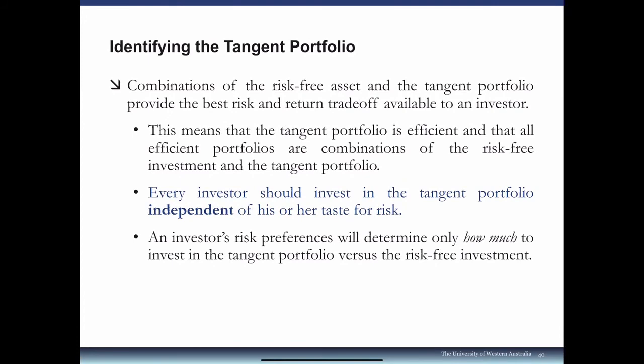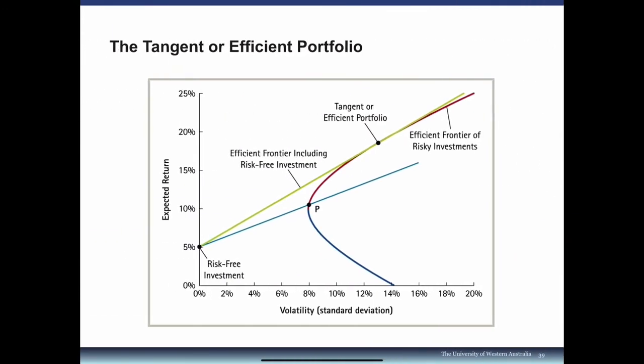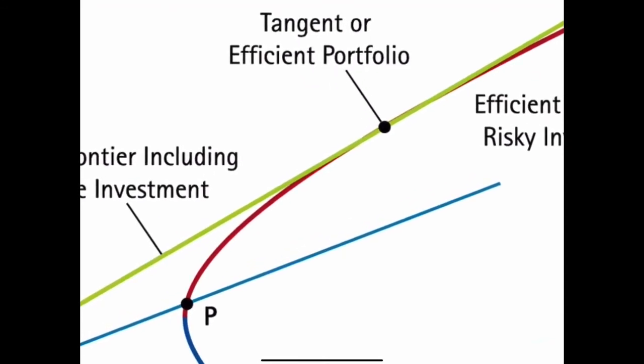So, identifying a tangent portfolio. Combinations of the risk-free asset and the tangent portfolio provide the best risk and return trade-off available to an investor. This means that the tangent portfolio is efficient, and that all efficient portfolios are a combination of the risk-free investment and the tangent portfolio. Remember, this tangent portfolio is only touching that efficient frontier at one point. They're not touching that line at any other point. You can't have two intersections, right?